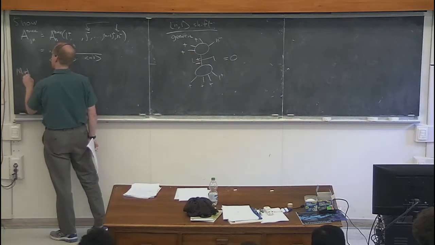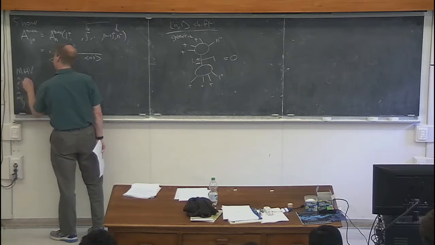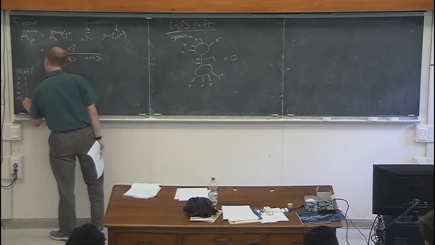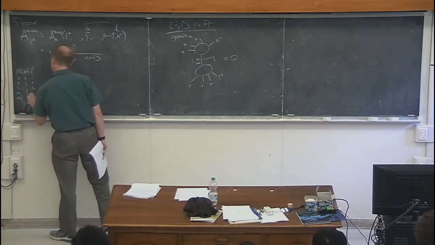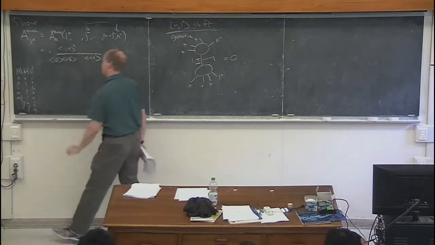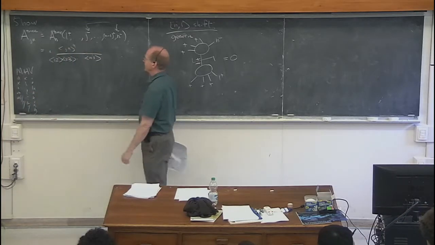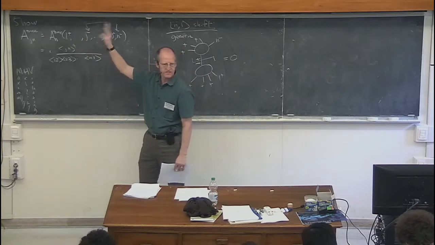Why is it called MHV? That stands for maximally, whatever, helicity. I can't write vertically. Violating. You probably can't read vertically either. So this is the maximally helicity violating amplitude because it has a huge number of pluses.